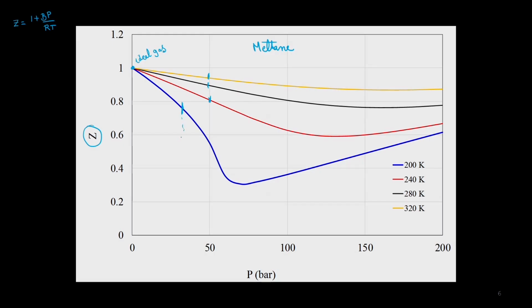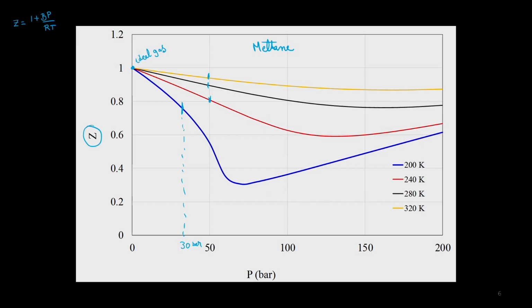So for example, at 200 Kelvin, I would use only the second term if I have to predict the behavior until about maybe 30 bar, right? But at a higher temperature, of course, I can push that pressure a little bit more, maybe until 50 bar, and I could still use only the second virial coefficient and get away with it.